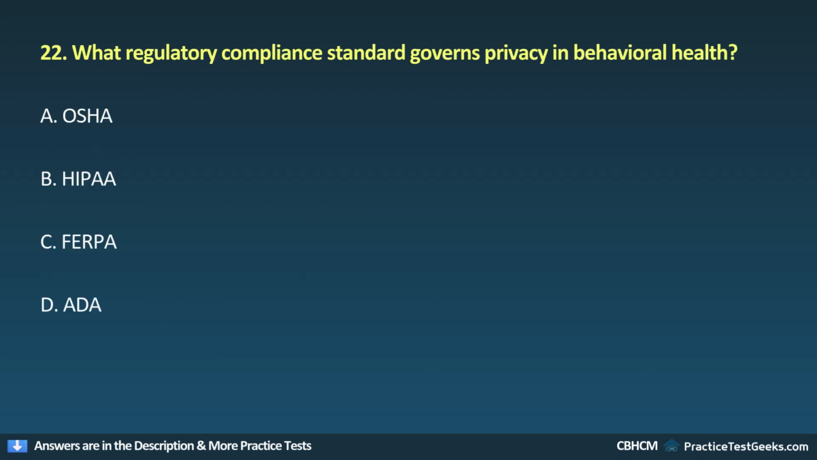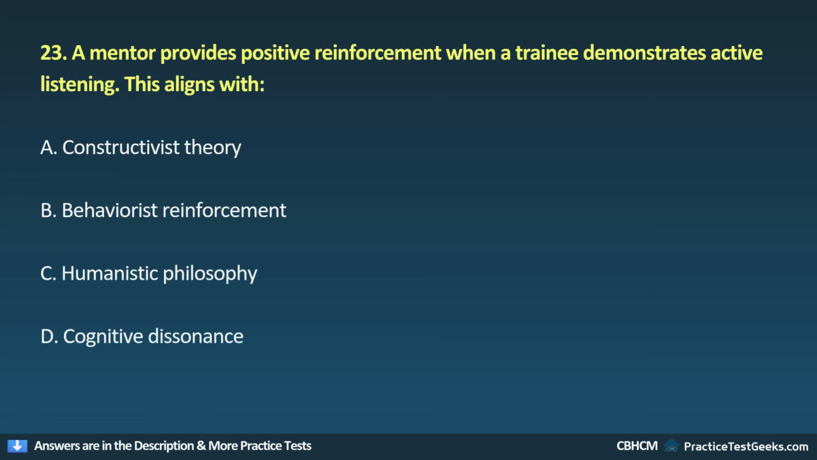22. What regulatory compliance standard governs privacy and behavioral health? A. OSHA. B. HIPAA. C. FERPA. D. ADA.